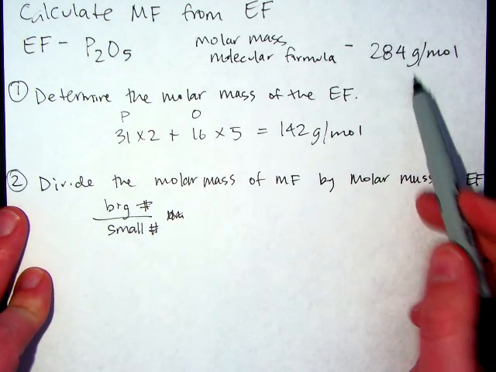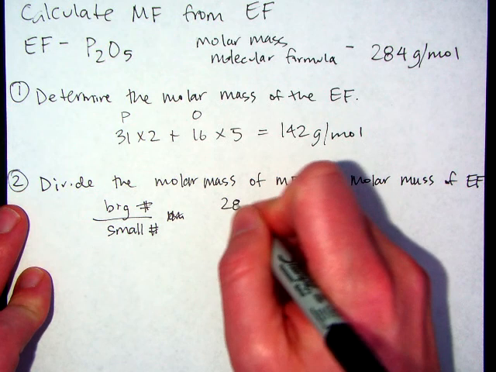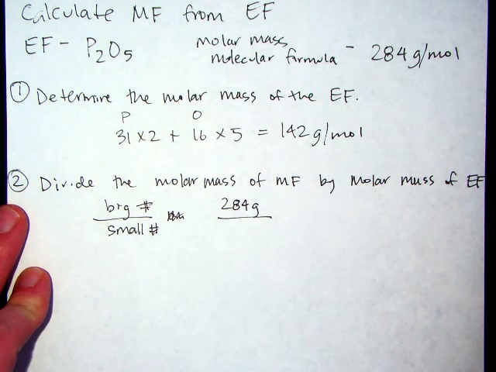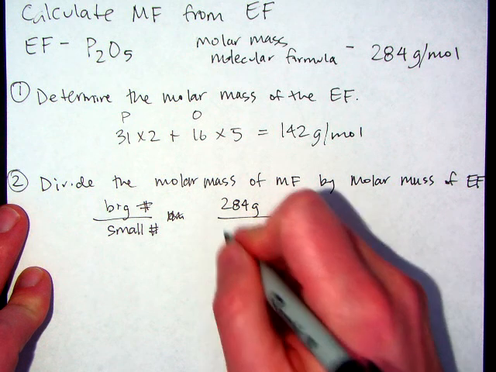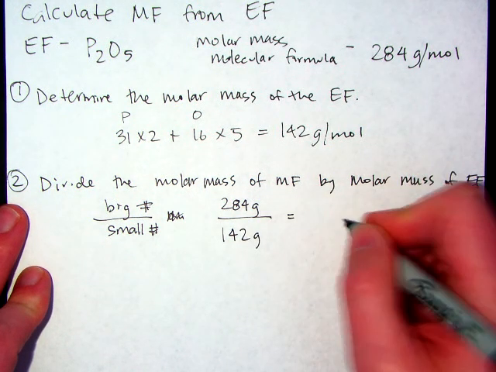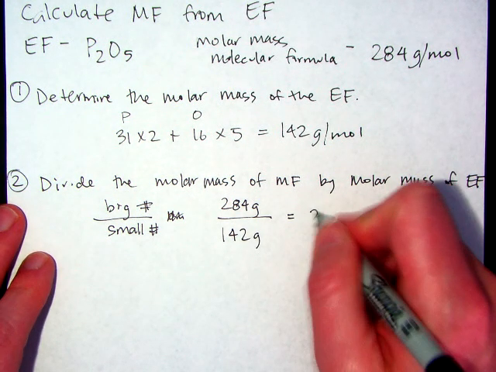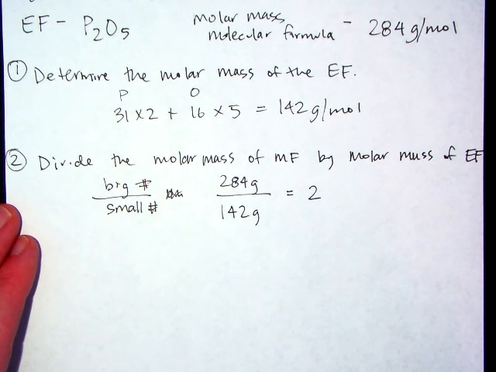The big number is always the one that's given to you. So that's 284 grams per mole here. And the small number is usually the one that you found, which is 142. And you're going to get a whole number here every time. At least in this case, it's 2. That is step 2.